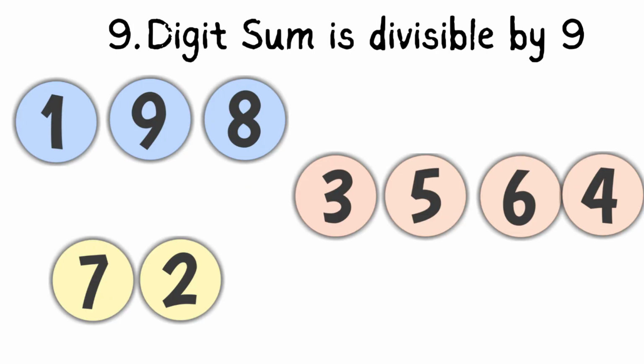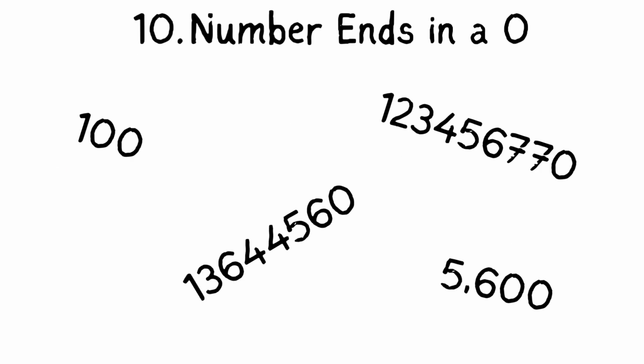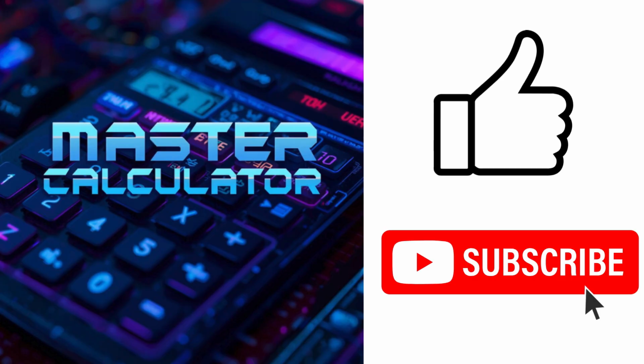The rule for 9 is exactly the same as the rule for 3. If the digit sum is divisible by 9, so is the whole number. Last one, and this one is extremely simple. If the number ends in a 0, then it's divisible by 10. And there you have it, every divisibility rule from 1 to 10.